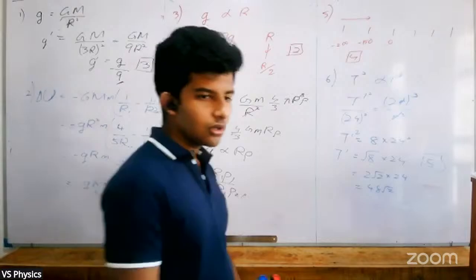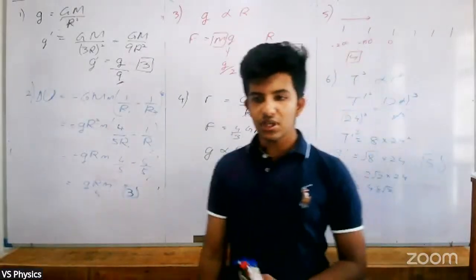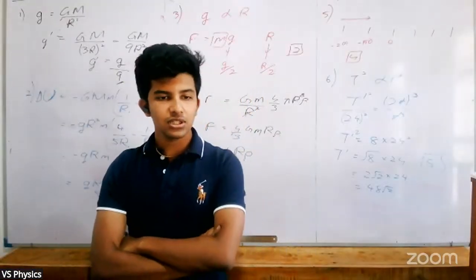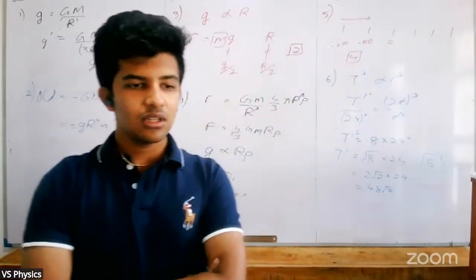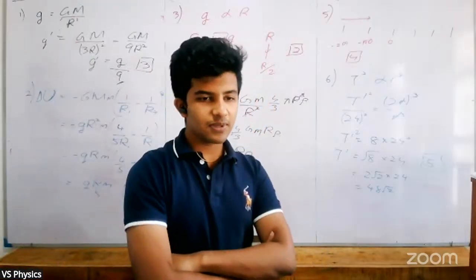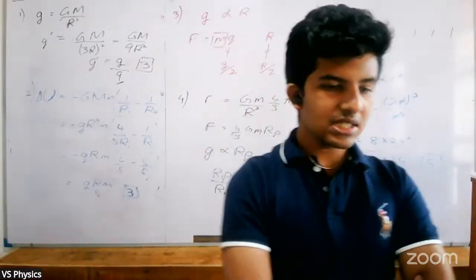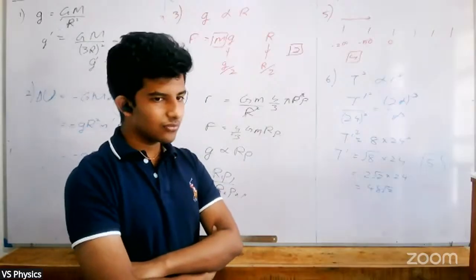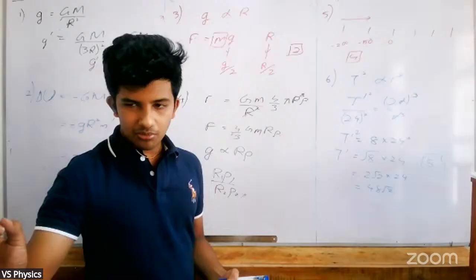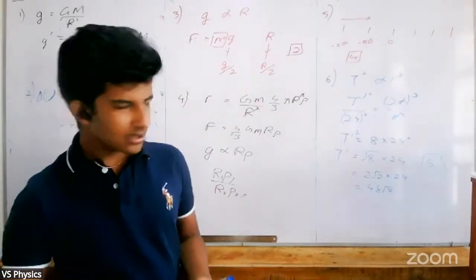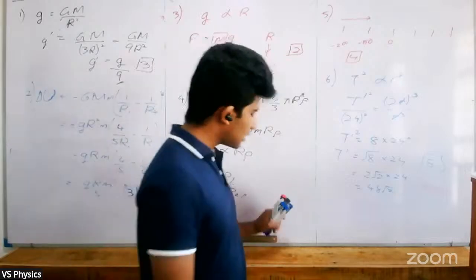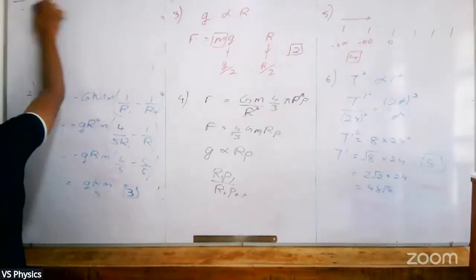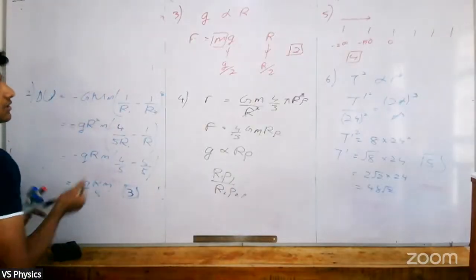Seventh one. Two satellites, S1 and S2, revolve around a planet in coplanar circular orbits in the same sense. The period of revolution is 1 hour and 8 hours respectively. The radius of S1 is 10 to the power 4. That means the radius of S2 is... I'll just do it. No need to explain how easy it is.